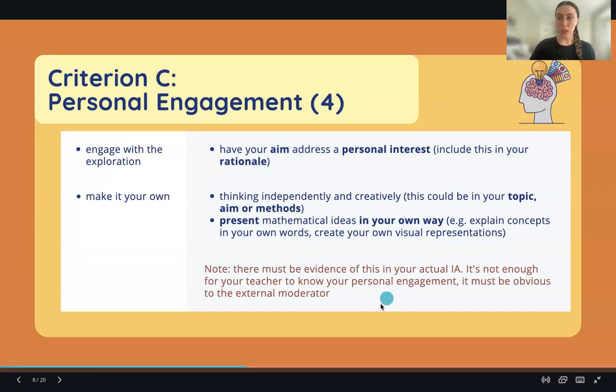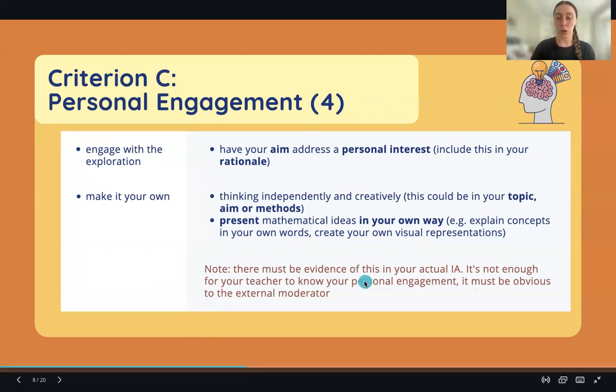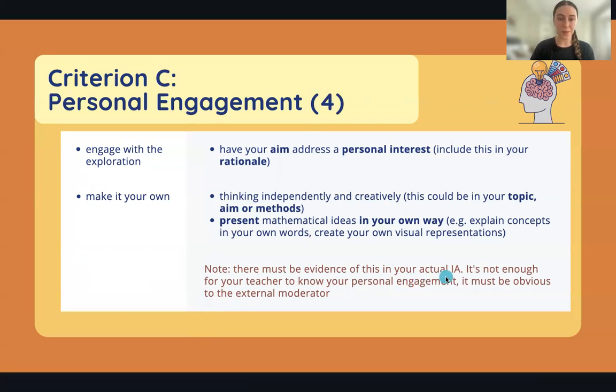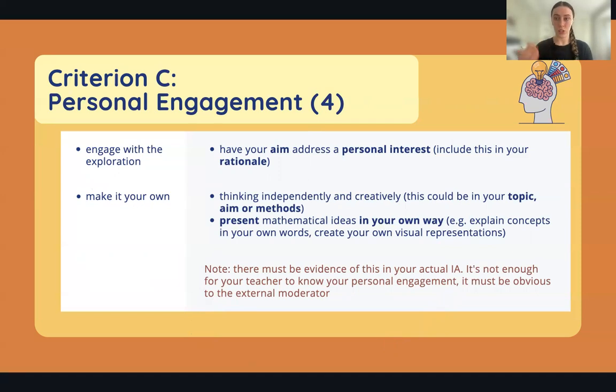And then, yes, the big note about personal engagement, and the reason why I think it shouldn't be overlooked as a marking criterion, or thought of as just easy marks to get, is the fact that there has to be evidence of your personal engagement in your actual IA. So it's not enough for your personal engagement to be obvious to your teacher. Obviously, through talking with your teacher, they're going to understand that you've come up with these ideas and that you're interested in it because of this, this, and this. But your personal engagement has to come through in your IA itself.